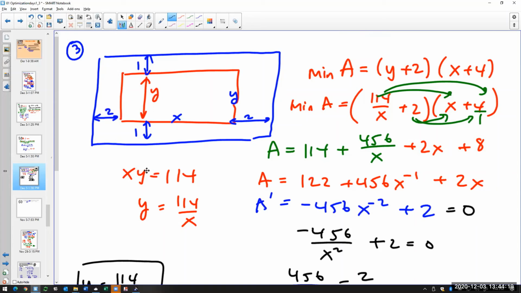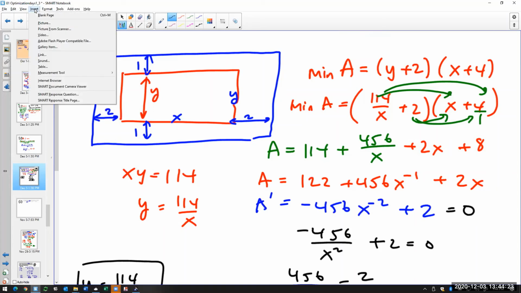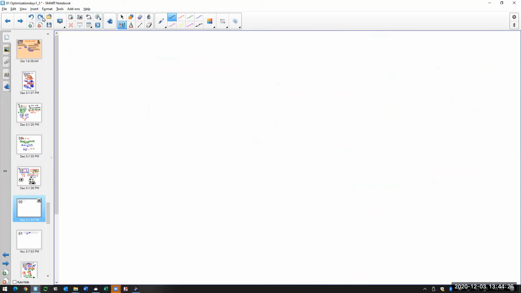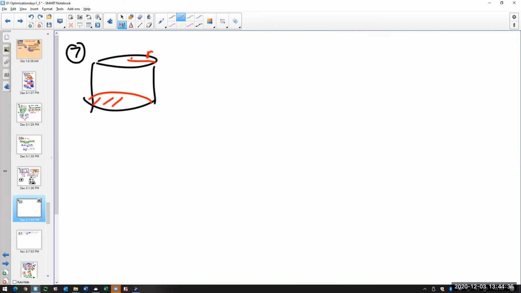So 7 is the cylinder. Okay. The hardest part about the cylinder, I think, is just memorizing the formula. Okay, so I'm going to look at number 7, which is the cylinder. It has a radius and it's an open top. All right, so that means it only has a base on the bottom. It doesn't have a lid.